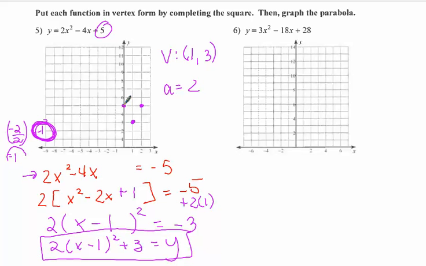Now, if I want to know what my next point is, in my parent function, when I go 2, I go to 4. Does everyone agree with that? 2 squared is 4. Now, instead of being a 4, it's going to be an 8. So from my vertex, I go over 2, up 1, 2, 3, 4, 5, 6, 7, 8. With my axis of symmetry, that tells me here's the other 8. And then I graph it.